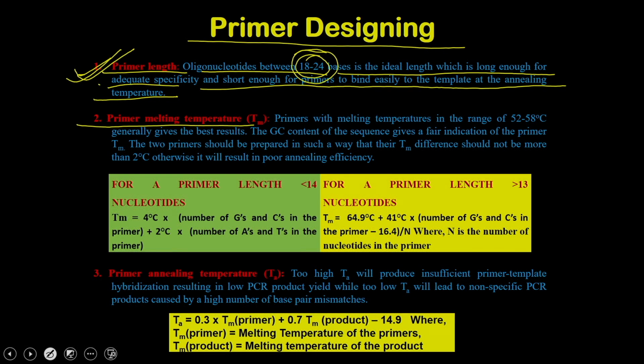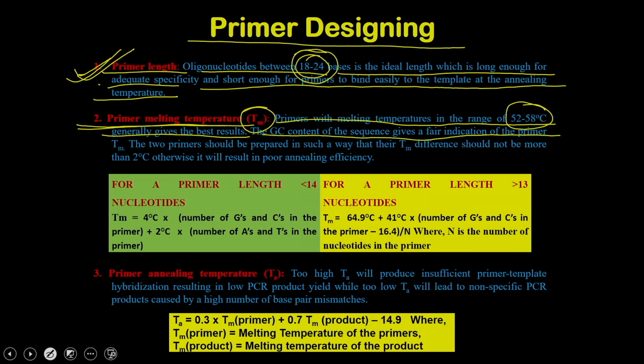Then you also have to consider the Tm of the primer, the primer melting temperature. Primers with a melting temperature in the range of 50 to 58 degrees Celsius generally give the best results. The GC content of the sequence gives a fair indication of the primer Tm. The two primers should be paired in such a way that their Tm difference is not more than 2 degrees, otherwise it will result in poor annealing efficiency.